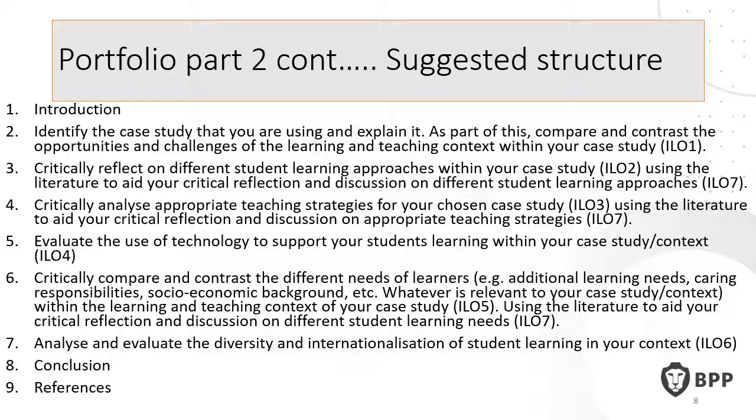Finally, you must analyse and evaluate diversity and internationalisation of student learning in your context. This is diversity in terms of students with protective characteristics, for example, and internationalisation in terms of the international students you have within your cohorts in the case studies that we're talking about. You'll then conclude your report, add your bibliography and your appendices. The appendices in this case will be your self-assessment and a copy of your completed observation of teaching document. We'll talk a bit more about observation in a moment.